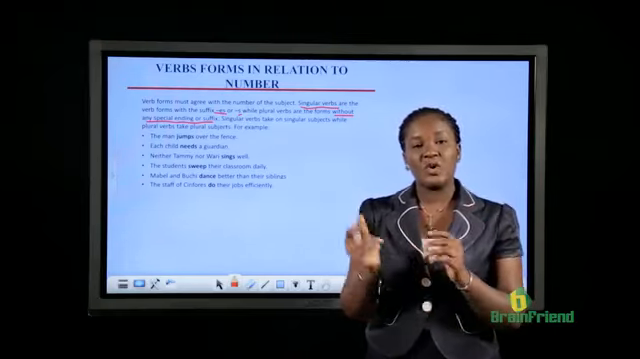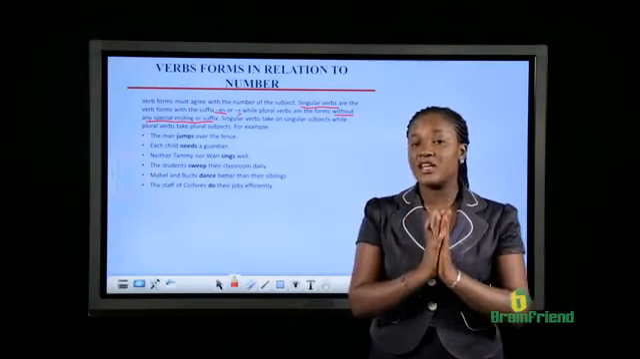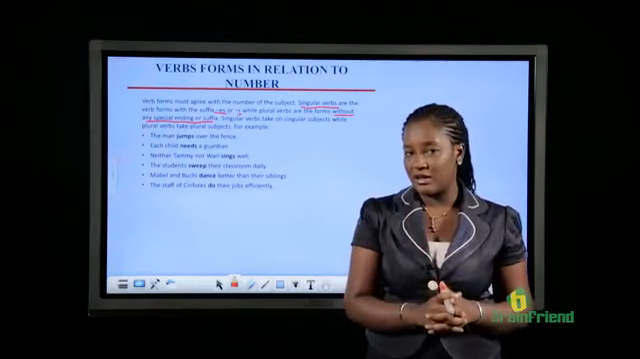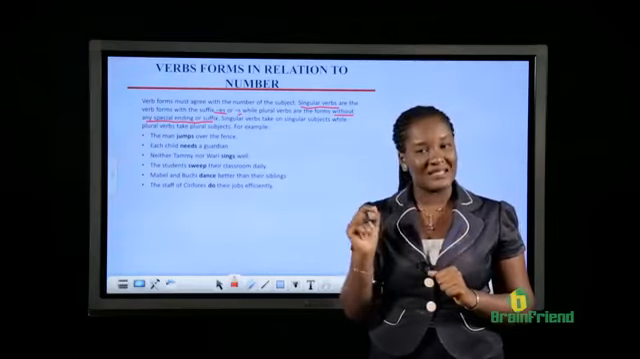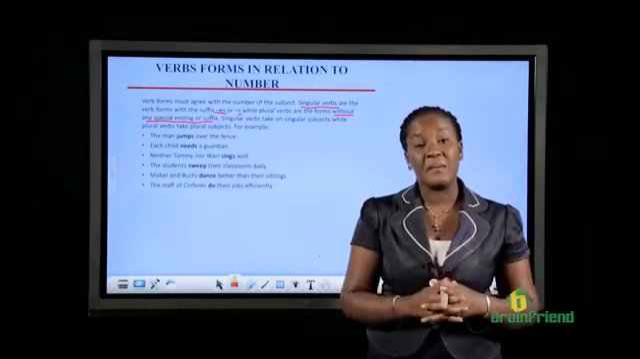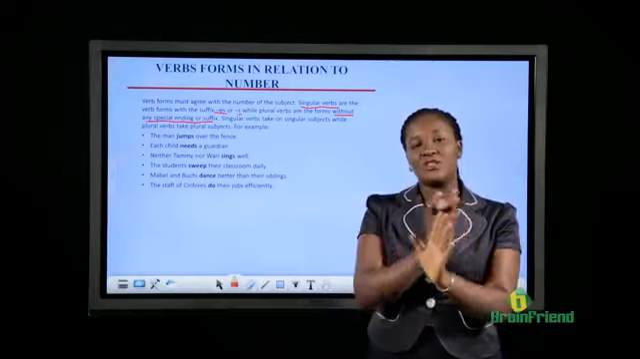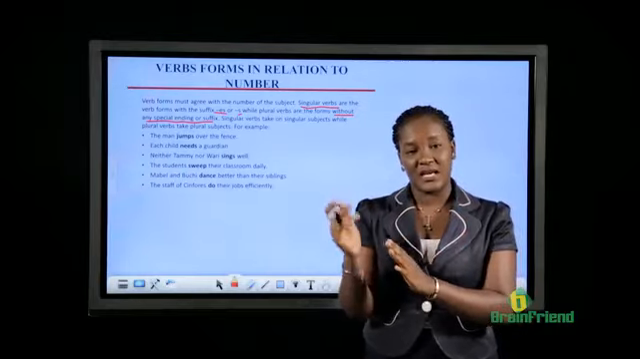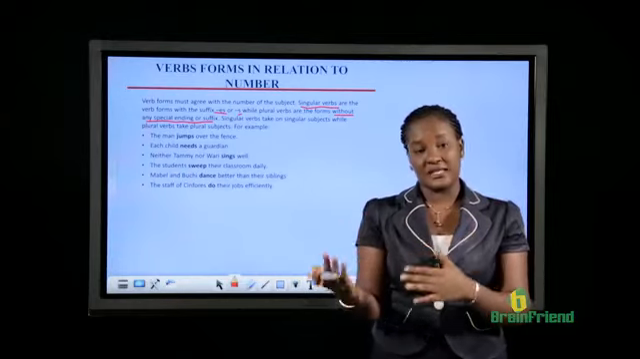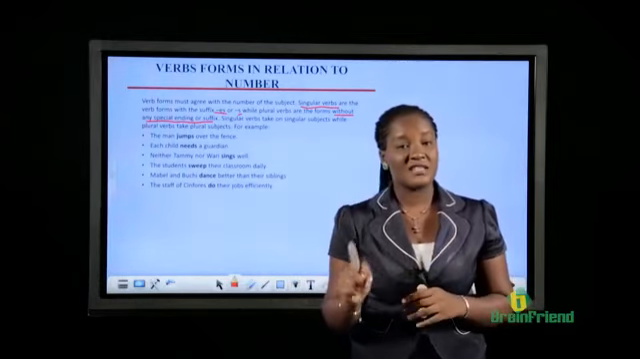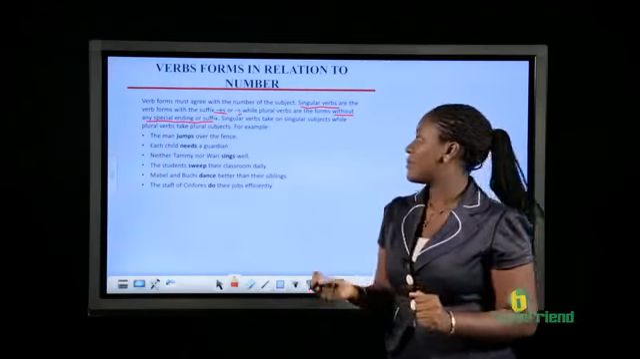For verbs, when you have an s or an es, it means that verb is singular, not plural. But when you have a verb without s or without es at the end, it means that verb is plural. So it's just like the opposite of nouns. When you have nouns with s, it means the noun is plural. But when you have verbs with s, it means the verb is singular, not plural. So it's just like opposites.